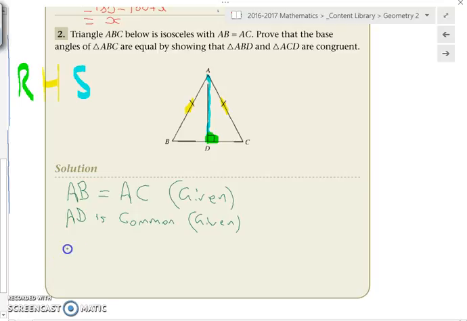And angle ADC equals angle ADB, which equals 90 degrees. Cool?